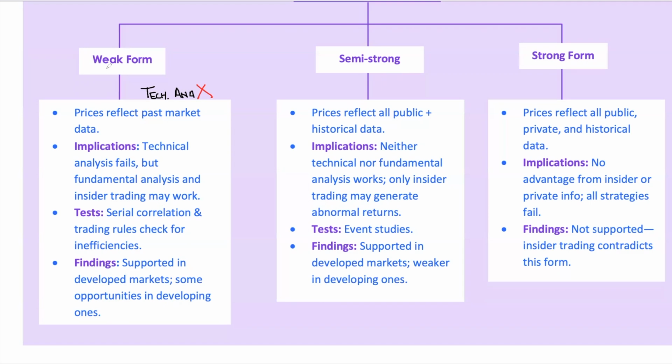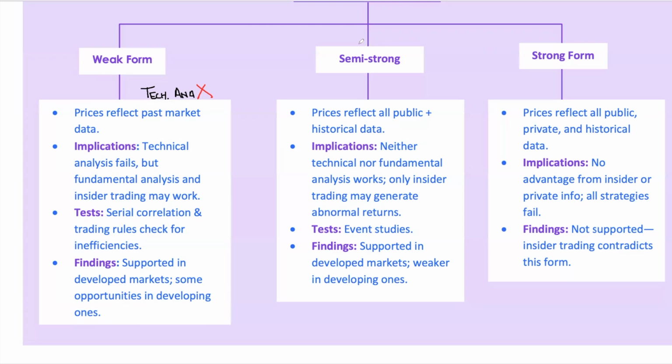Researchers have tested weak form efficiency by looking at whether there's serial correlation in returns, or if any known trading rule based on past data can reliably generate alpha, abnormal returns. If they don't find evidence of consistent abnormal returns, that supports the idea that the market is at least weak form efficient. Interestingly, for well-developed markets like in the US or Western Europe, the data generally does support weak form efficiency. But in less mature or developing markets, you may occasionally see patterns that can be exploited, so there might be opportunities for technical analysts.